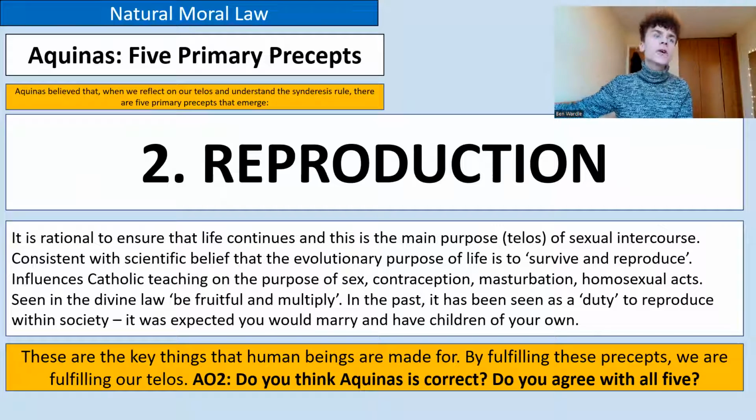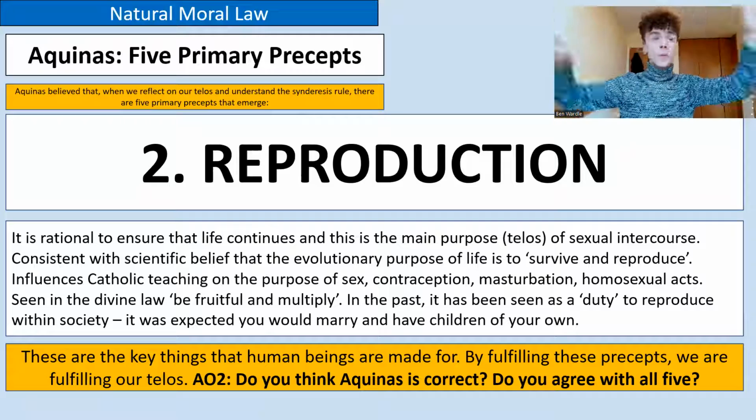Interestingly, I think this is very consistent with science. If you look at what science tells us, we are told that, evolutionarily speaking, our purpose is to survive and reproduce in order for our species to continue. So actually, Aquinas might be very much consistent with science here, but it's the idea that it is rational to ensure that life continues, and this is the main purpose, telos, of sex. That is the point of sex.